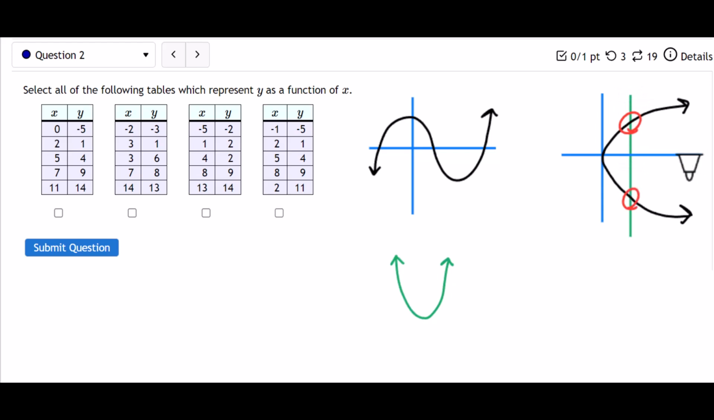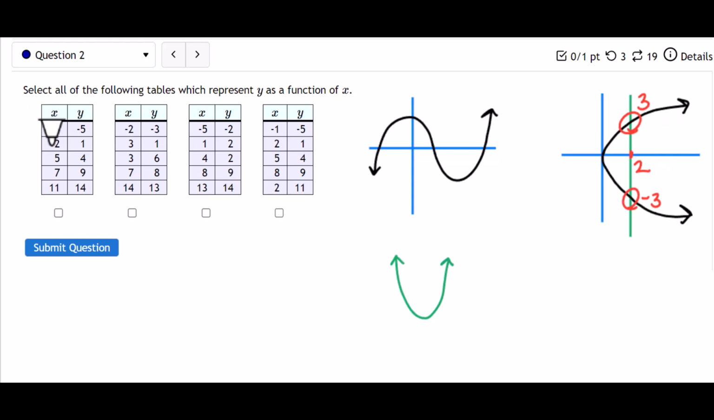Now, let's think about what that means in terms of a table. This x right here, let's just call it 2, has two different y values. I have a y value here, we'll call it 3, and another y value here, -3. This one x has two different y values, and that is not a function. Okay, so that's what we're looking for. Over here in our tables, we're looking for the same x that has two different y values.